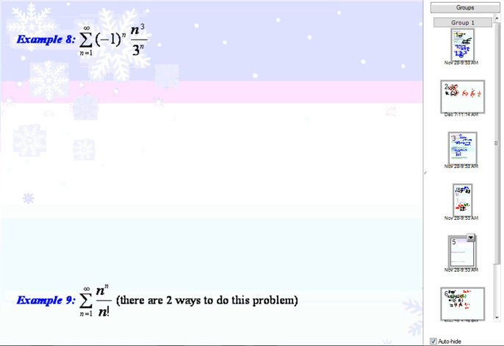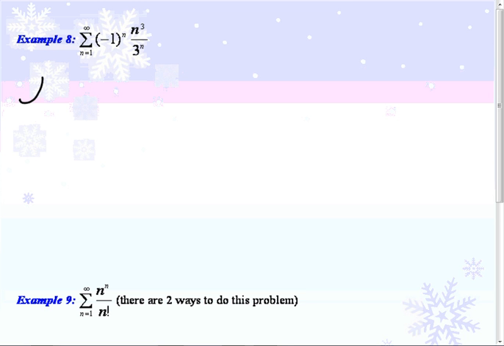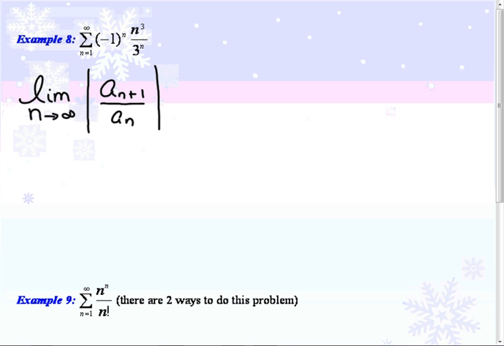Okay. So first, copy down the problem. And the ratio test says the limit as n goes to infinity of the absolute value of a sub n plus 1 over a sub n. That's what I want to look for. If it's less than 1, it converges. If it's greater than 1, it diverges. If it's equal to 1, we know nothing.